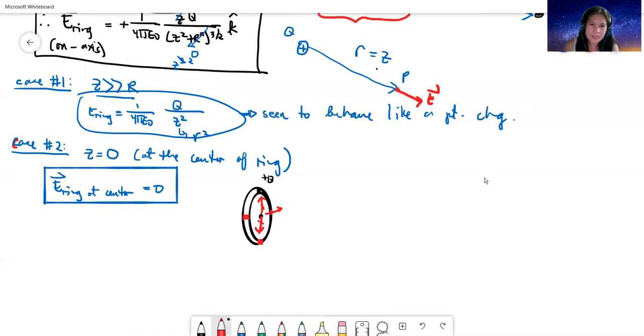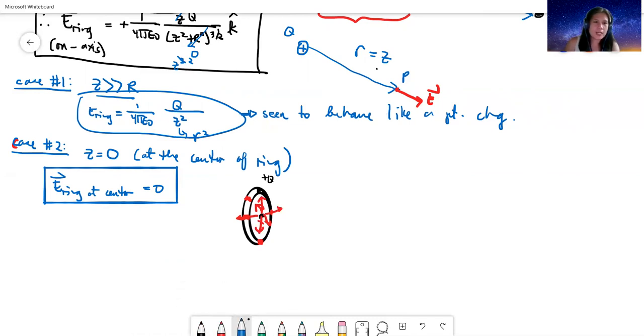And then if I get another ring segment at the side, it still cancels here. So the same thing here. Cancel, cancel. That's why at the center, it's really 0, right? Because everything gets canceled.